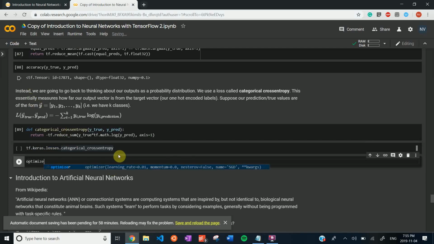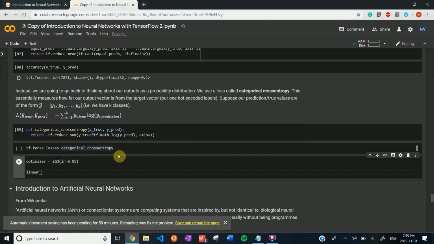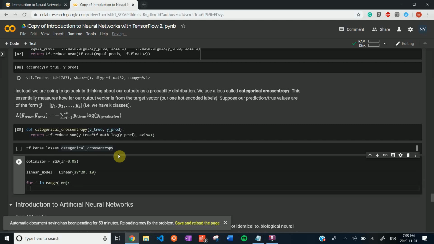It's going to be the same as what we did before. We're going to create this optimizer, SGD, with our learning rate equal to 0.05. We're going to create a linear model, which is 28 by 28 input size, and then our output is 10. We're going to do 100 steps. We're going to open up this gradient tape so we can track our derivatives.